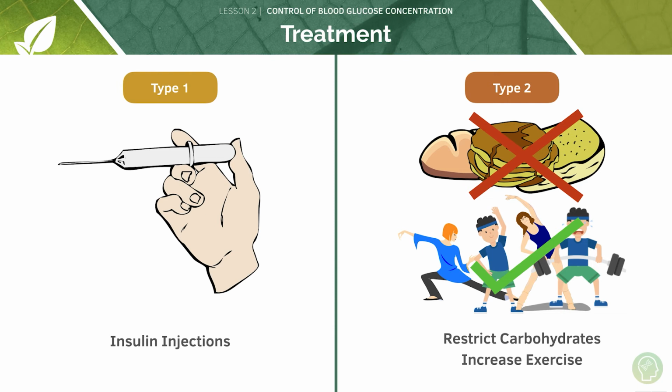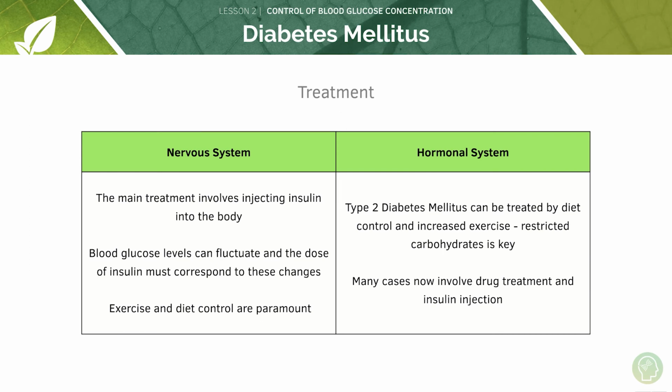Now type 2 diabetes can actually be treated by diet control and increased exercise. In particular, they have to restrict their carbohydrate intake, because remember, that's the source of the glucose. However, if this is not controlled, then type 2 diabetics may also have to move on to insulin injection as a treatment.